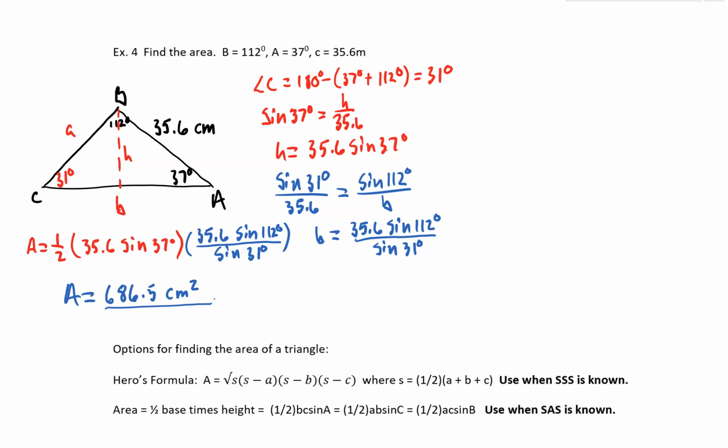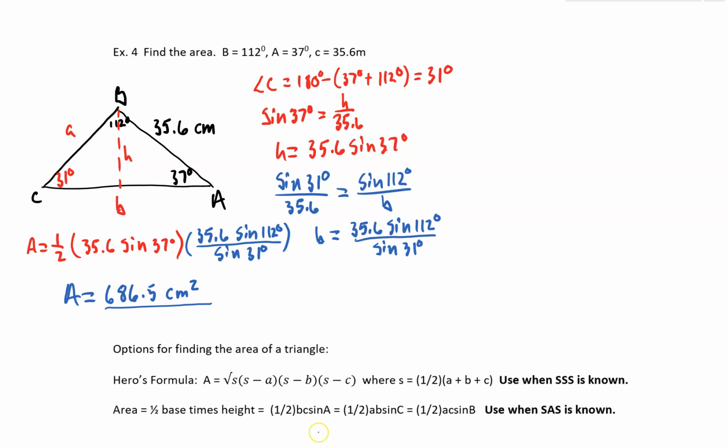The last part of this, options for finding the area of a triangle. Couple things to point out. These are used in two situations. You're going to use Hero's formula when you have SSS, so all the side lengths are known. We can't really use that here because we don't know all the side lengths. We could find them all, but they're not given. So it would be more work to find them all than to do what we just did.